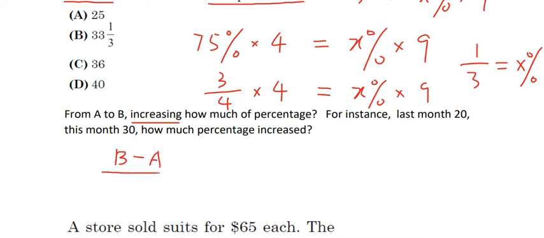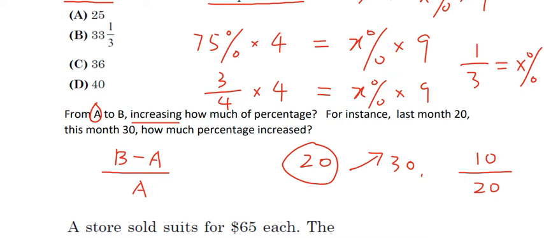So we should use A as the base, just like this, right? So this is percentage of increase. Okay, so now let's check this. From 20 to 30, the increase is 10, right? And so we divide by 20, because we just base it on this. So we can say from 20 to 30, the increase is 50%.